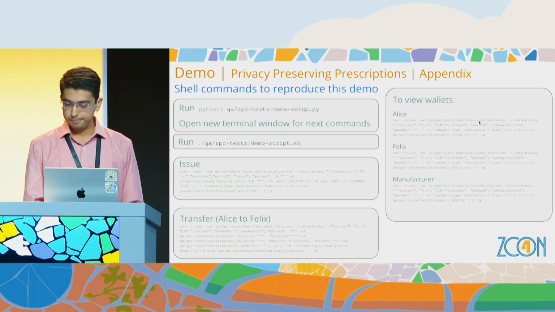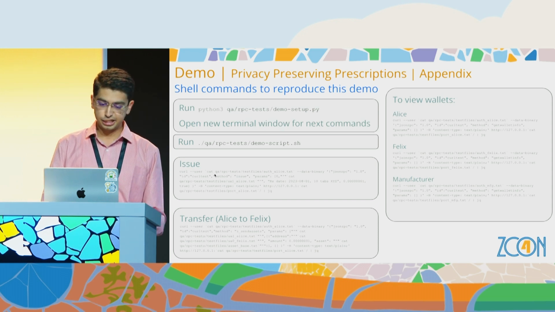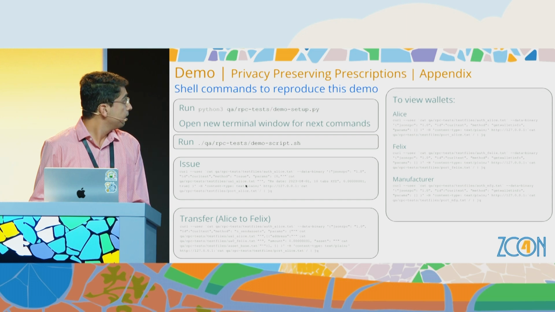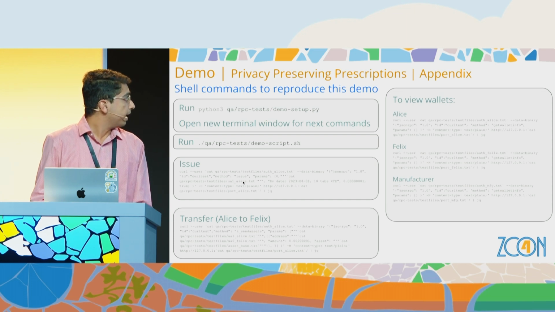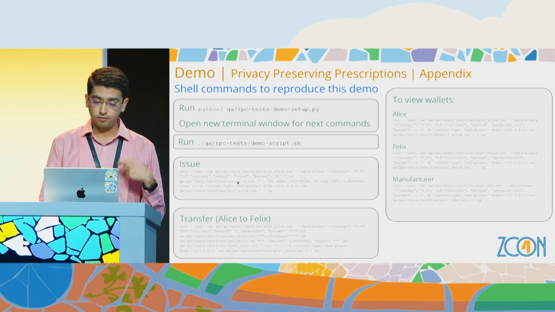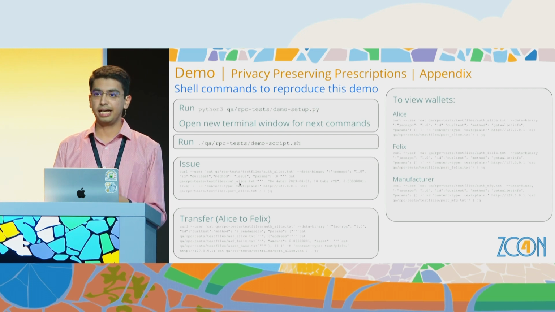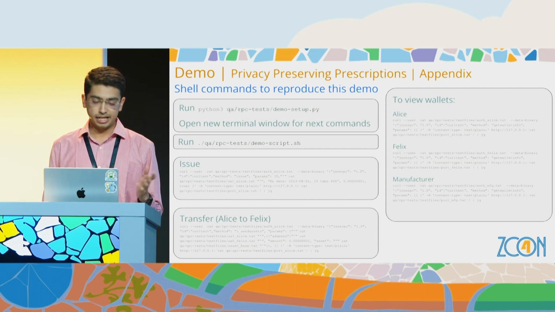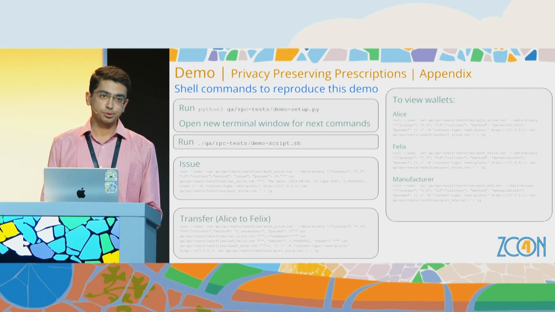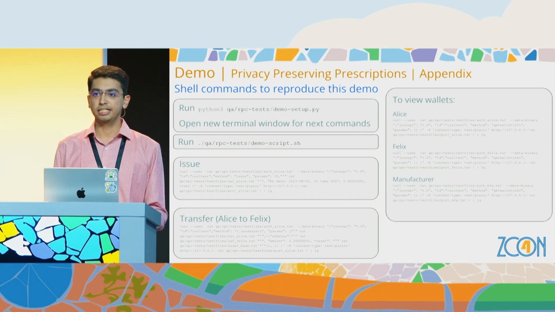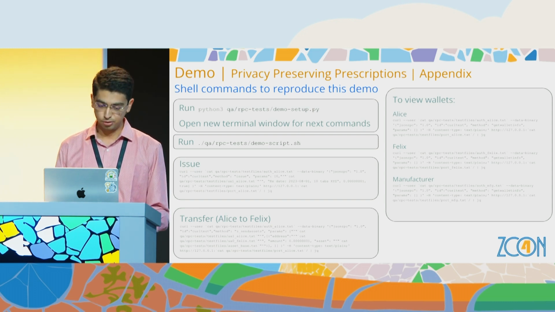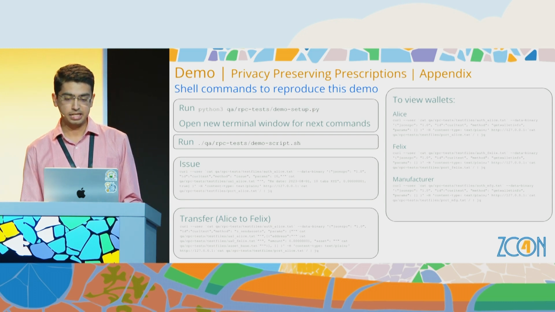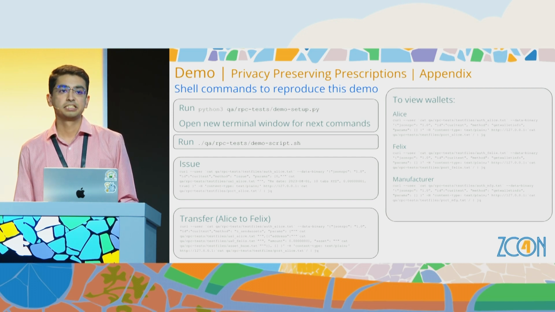You can mix and match these things. This is just one example of the issue command, with the way I got the addresses for Alice and Bob and so on. And so you can try out using Felix's address instead of Alice's address. See that there's an error. You can try transferring more than you issued. You can see that there's an error. And you can basically play around with this. You have all the commands, and have fun.